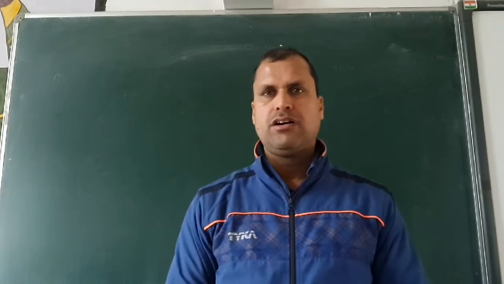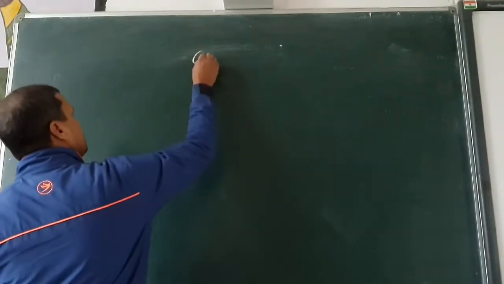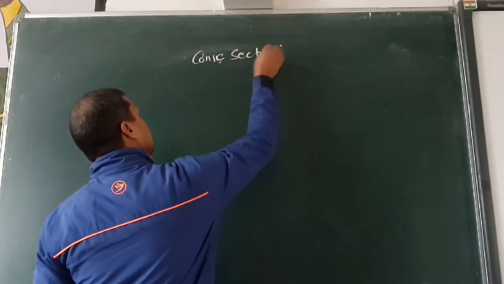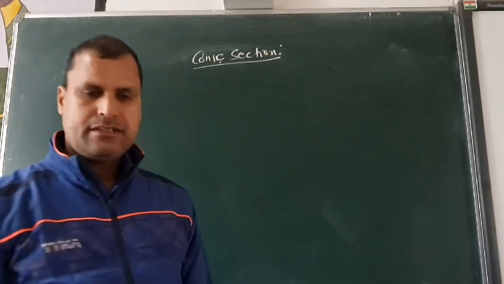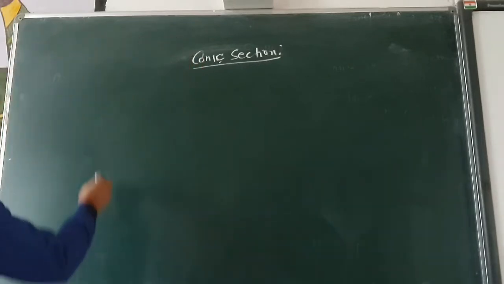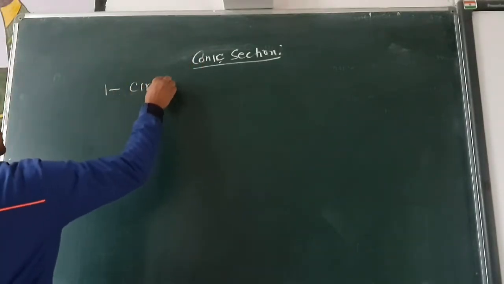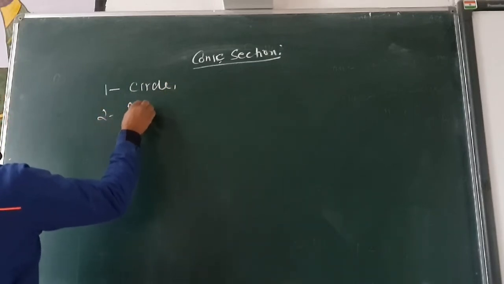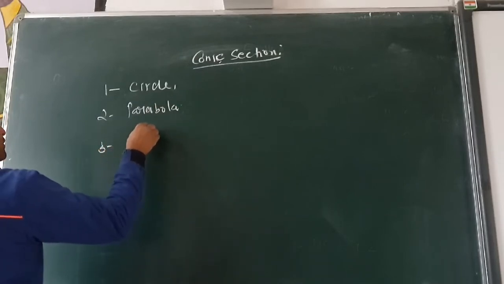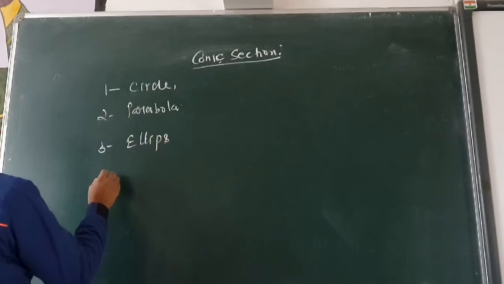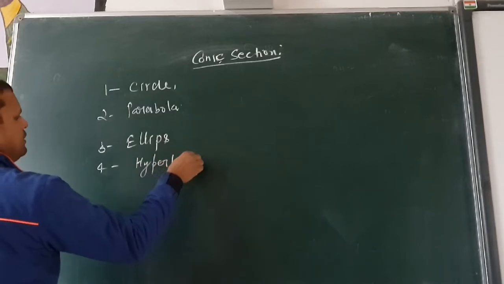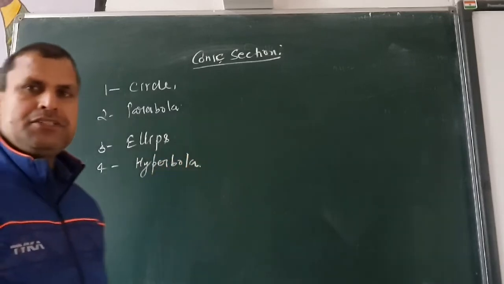Today I will discuss the conic section. In this chapter, I will discuss the four basic figures. First one is the circle. Second is parabola. Third is ellipse. And fourth one is the hyperbola. These four figures are in your syllabus.